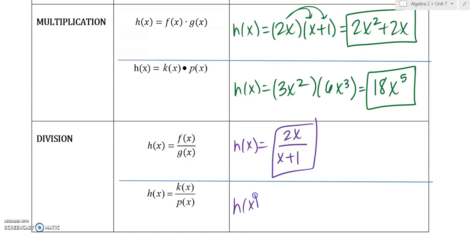My next one, h of x is equal to k of x goes on the top, that's 3x squared, and then p of x goes on the bottom, that's 6x cubed.